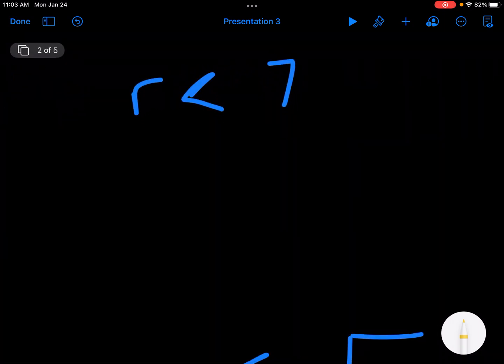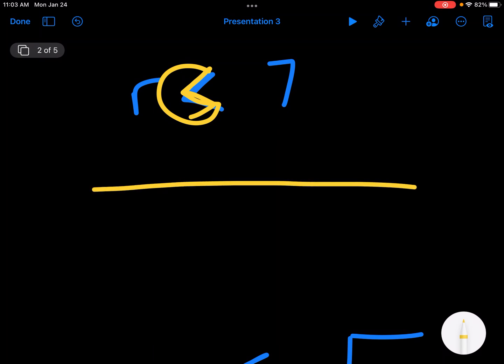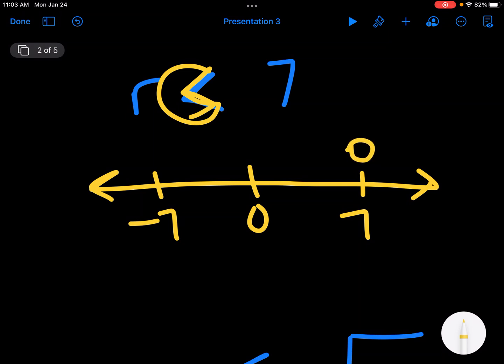R is less than 7. And I know it's less than because it's smaller than. So let's go with -7, 0, 7. I'm just giving myself some points of reference. I know that it doesn't include 7 because it doesn't have a line underneath it, and it says it's less than 7. So again, I'm going to use an open circle, and it's all the numbers less than 7.